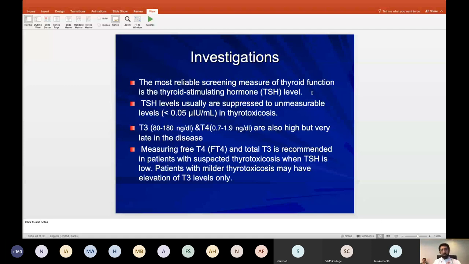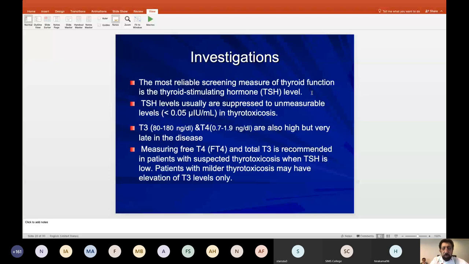Because T3 and T4 will be disturbed, but they will be disturbed in the later part of the disease. Most of the time, when you check the T3 and T4 levels, you'll find that they are either in the upper limits of normal in cases of thyrotoxicosis, or the lower limits of normal in the case of hypothyroidism. Usually, when T3 and T4 are beyond the upper limits, the thyroid disease is very, very aggressive and very, very advanced. It's always in a very advanced stage.